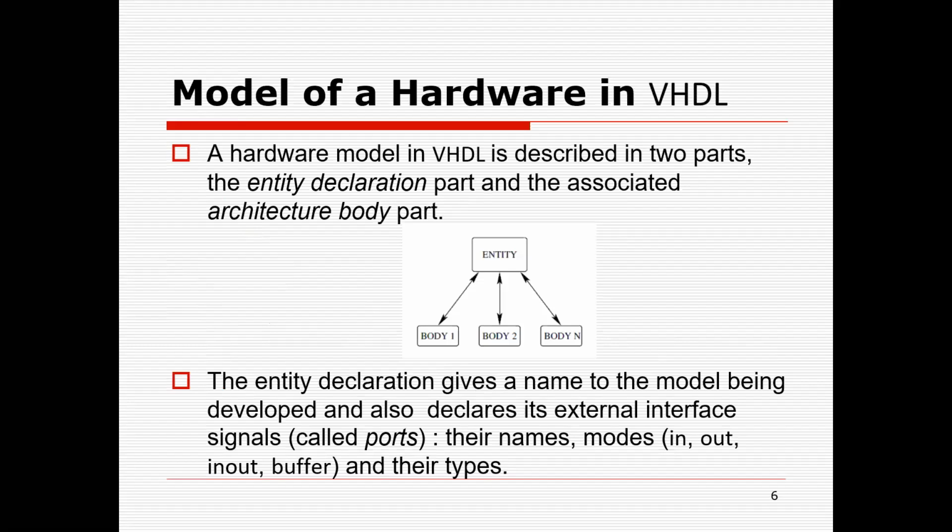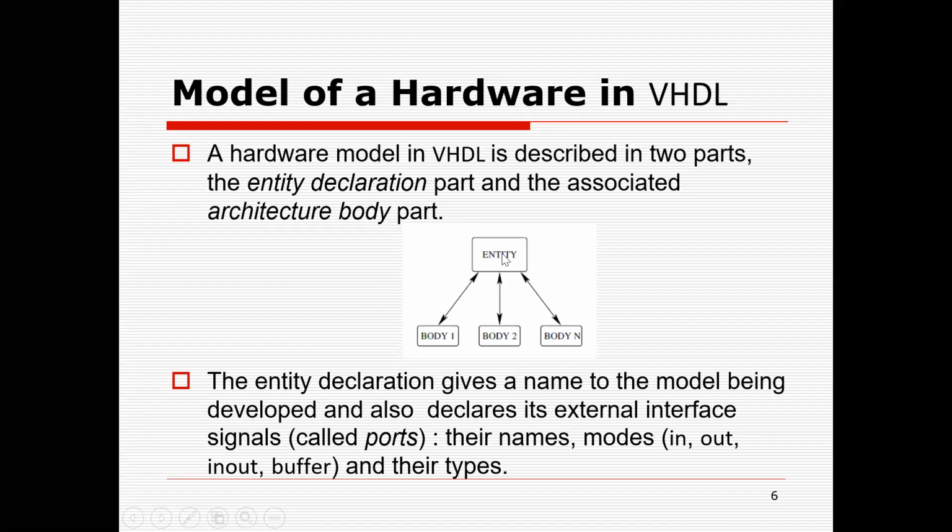Now, how do you model hardware in VHDL? A hardware model in VHDL is described in two parts. One is the entity declaration part, and then there is an associated architecture body. These are the two important units. I'll come to what units are. So the entity would describe the IO interface, like what are my inputs, what are my outputs. If I have any pin which is both input and output, all those options are there. We will talk about their types, what all I can define.